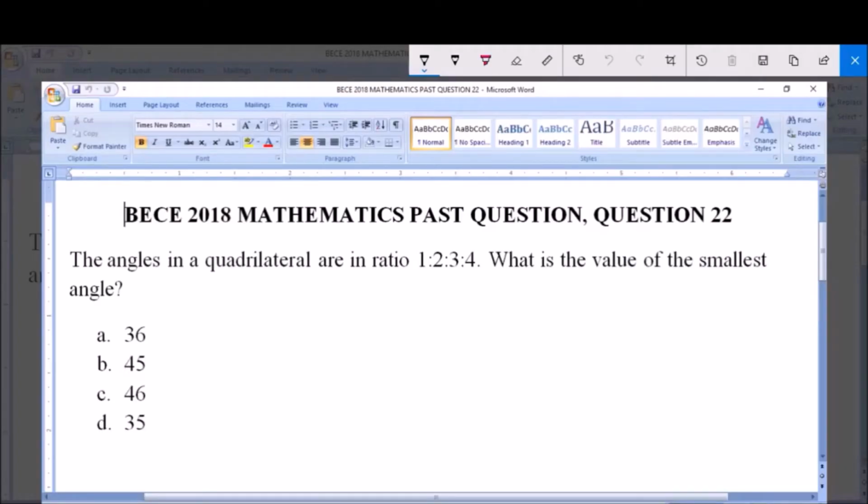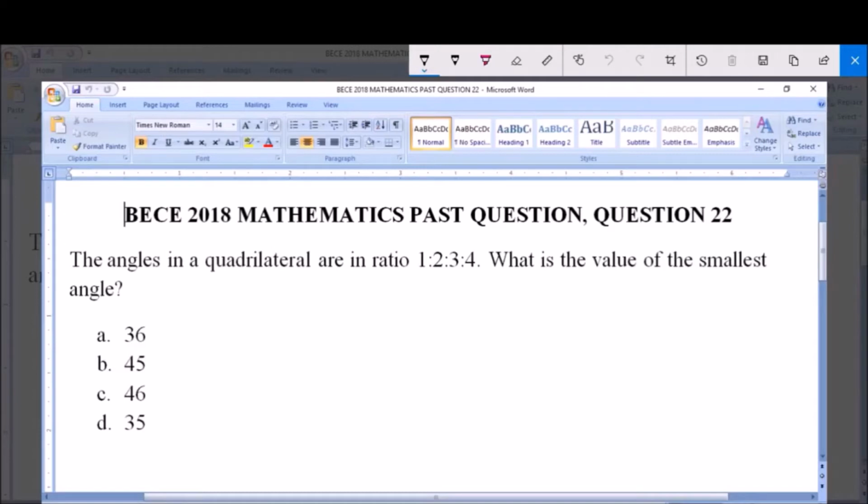Today we're going to be dealing with BECE 2018 Mathematics Past Question, question 22. The angles in a quadrilateral are in ratio 1:2:3:4. What is the value of the smallest angle? A 36, B 45, C 46 and D 35.